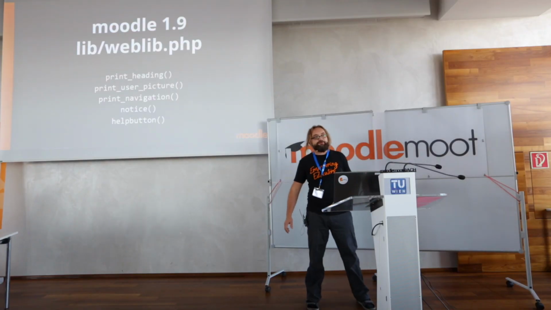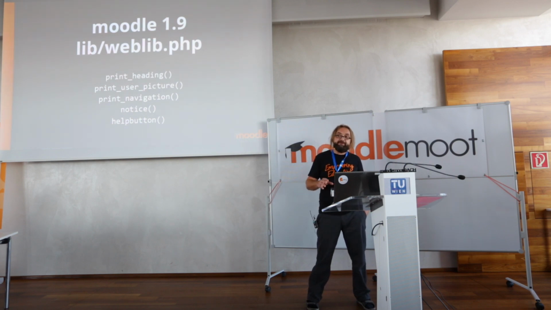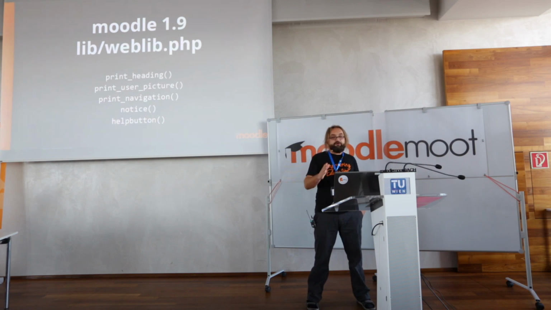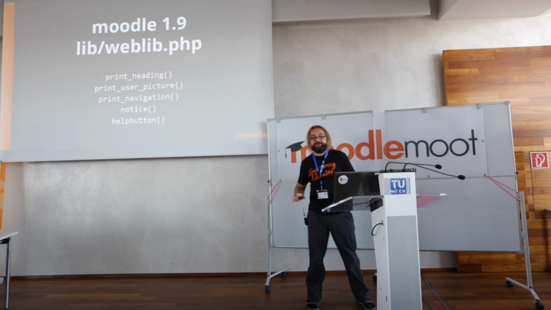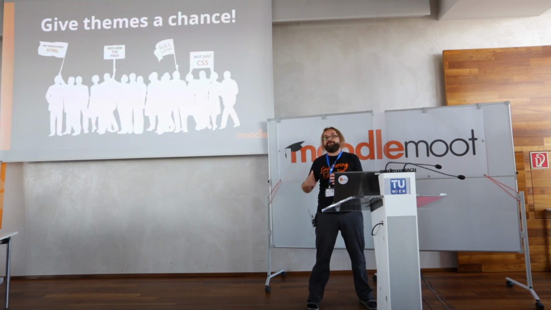At the end of the Moodle 1 phase, just before Moodle 2 was about to be introduced, the weblib library that was presented in the core was full of functions and helper functions to display particular elements of the page, things like headings, titles, user pictures, navigation, error notices, and things like that. There was a big demand from themers and from the community to have much more control over how all these things are rendered, how they look.